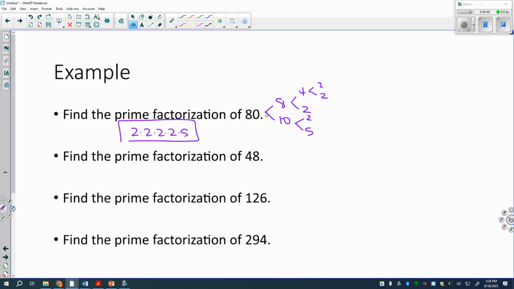So when I come here to the 48, look at that, I'm going to do 12 times 4. 12 is 3 times 4. And this 4 here is 2 times 2. And this 4 is another 2 times 2. So I look here, I've got a 2, 2, 2, 2, and a 3. So this is 2 times 2 times 2 times 2 times 3. Prime factorization.